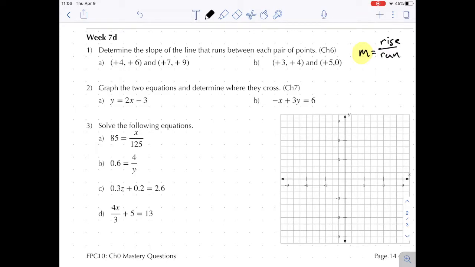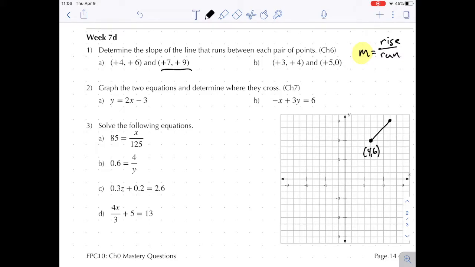It's equal to the rise over the run. To determine the slope of a line between 2 points, it's easiest just to graph the 2 points out and determine the rise and the run between them. So our first point's at 4 and 6. That's right there. And our second point here is at 7 and 9, right there.